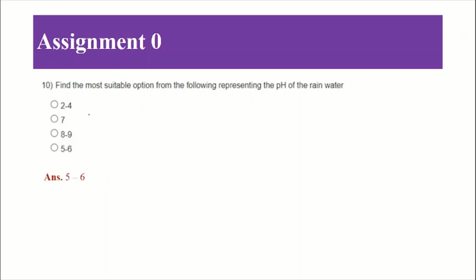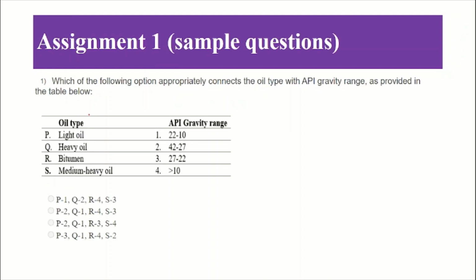So this was about assignment 0. Now we'll discuss assignment 1. This is the first question, and these are sample questions. These are not the actual assignment that was given to you, but based on these solutions, you can solve your assignment 1 as well. Which of the following options appropriately connects the oil type with the API gravity range as provided in the table below?